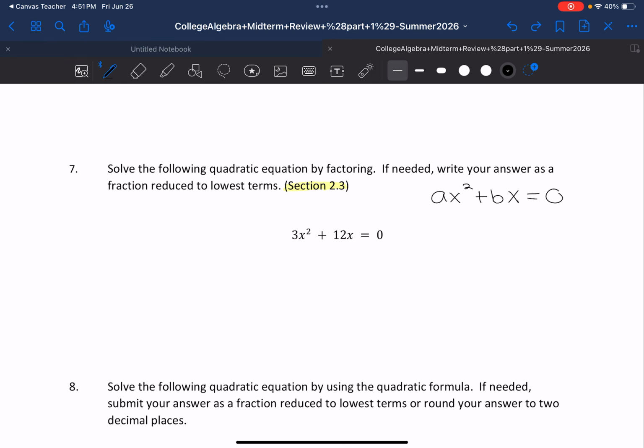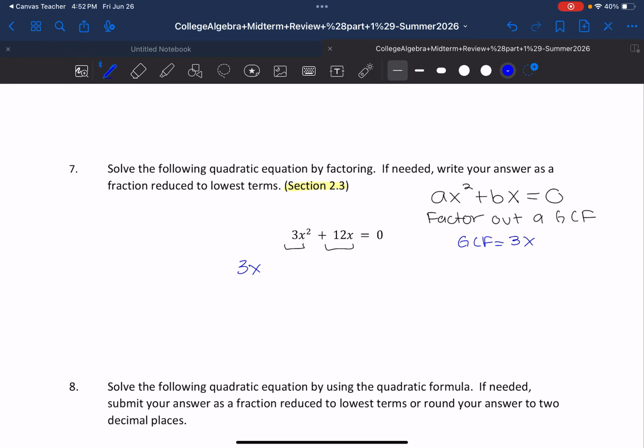So when that's the case, you're going to factor out a GCF. That's the technique you're going to use, because both of these terms have a common factor of x automatically. They both have the variable x. They also have a common factor in the numbers, which would be 3. So the GCF is 3x here.